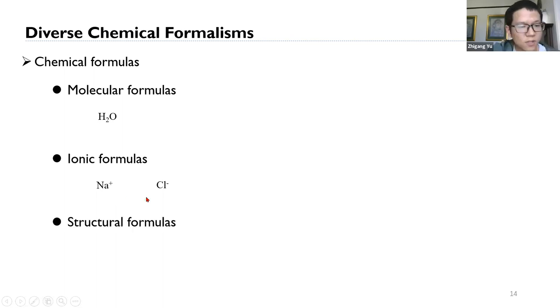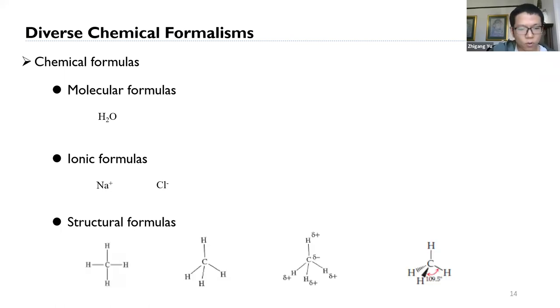And also structural formulas. Structural formulas are very important in organic chemistry. They are mainly used to provide the structural information of a chemical substance. So they can have many variations. For example, you can see there are a lot of variations. These four different types of structural formulas represent the same chemical substance, methane, each emphasizing a specific aspect of that chemical substance.